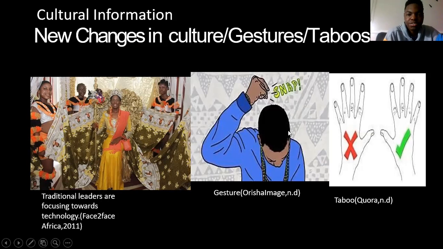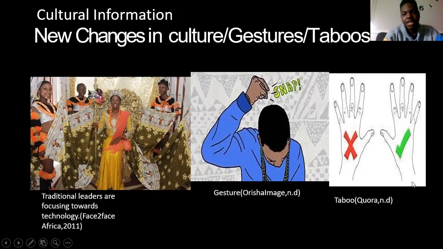And this is a gesture. This means God forbid in Nigerian language. Maybe someone insults you badly, or someone seriously wishes bad upon you. We normally just do this as a sign of that would never happen to me.